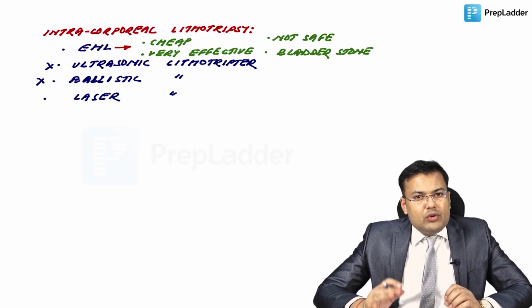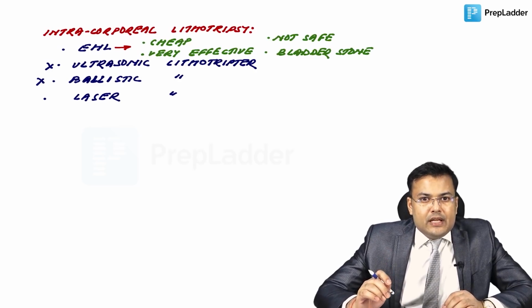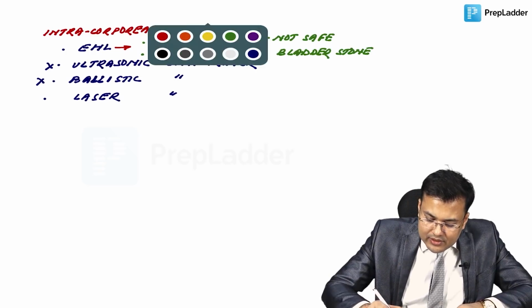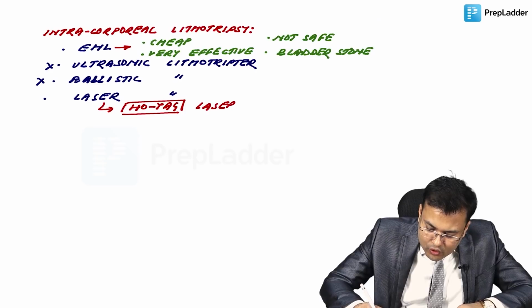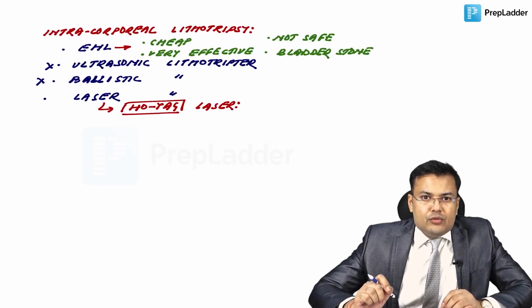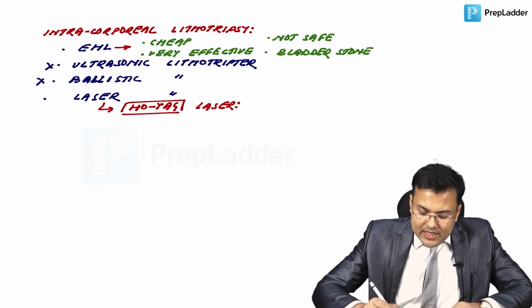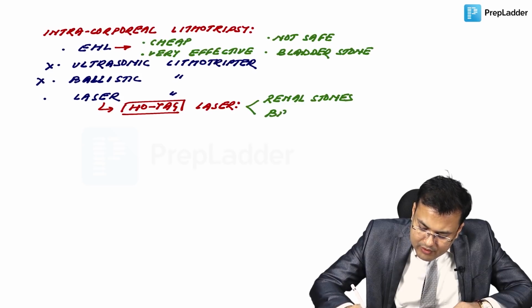Now coming to laser lithotripter. This question is frequently asked in exams: which kind of laser is most commonly used? This is the Ho:YAG laser. What is the full form of Ho:YAG laser? It is holmium-YAG laser. This holmium-YAG laser is not only used for renal stones, it is also used for BPH. So this is used for both renal stones as well as BPH.